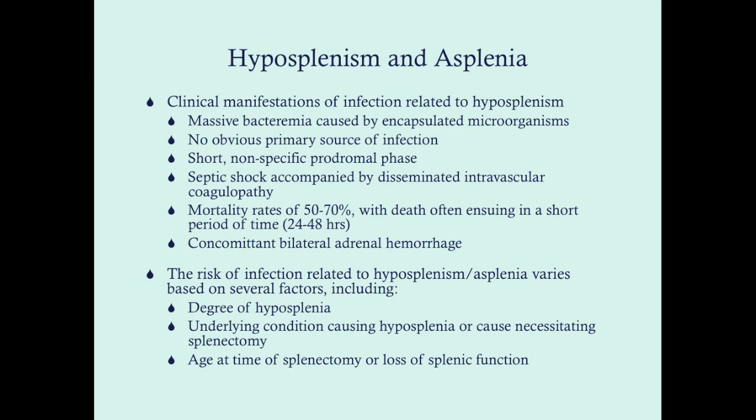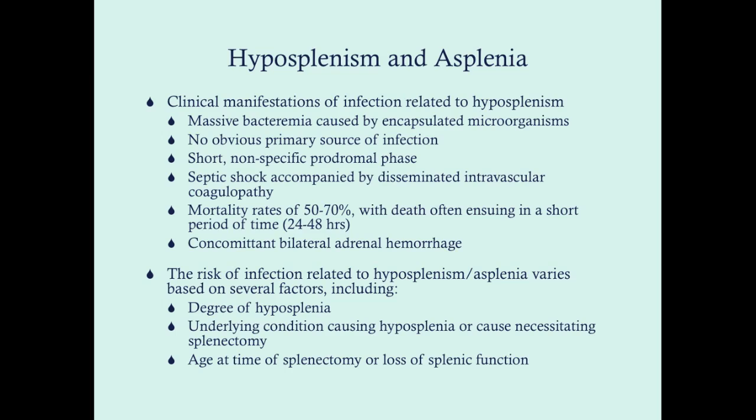They'll also tend to have no obvious primary source of infection, although in a lot of patients they're not going to be able to note where they may have gotten the infection. When they get these infections, it tends to be rapid in onset and rapid in progression. So they'll have a short, nonspecific prodromal phase, but you won't always be able to elicit that on history.